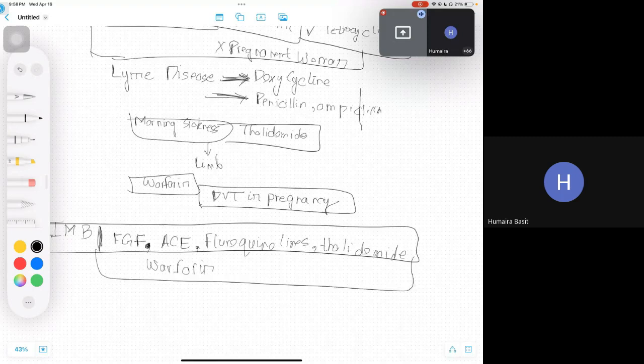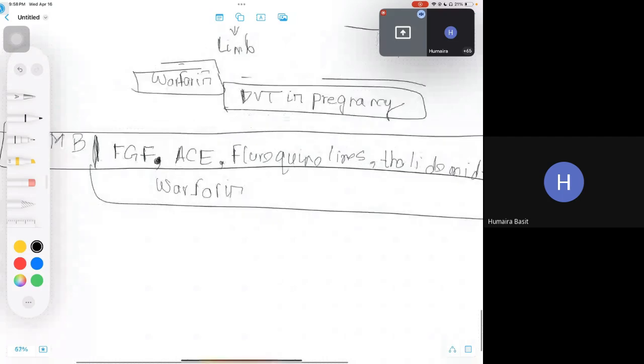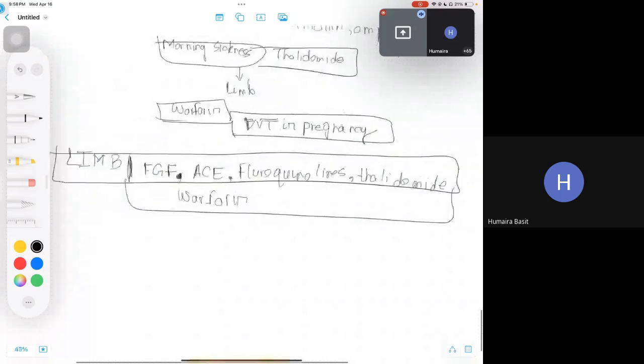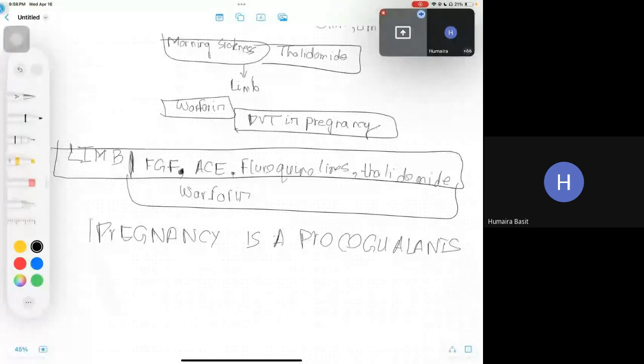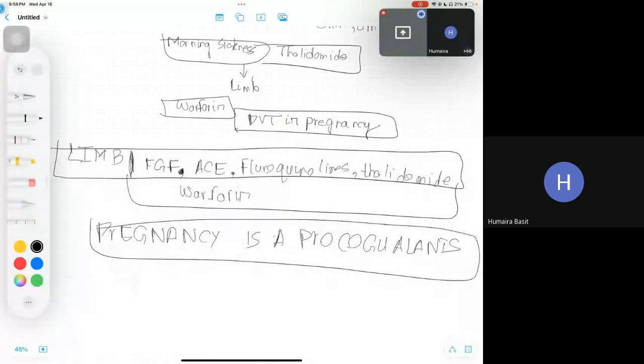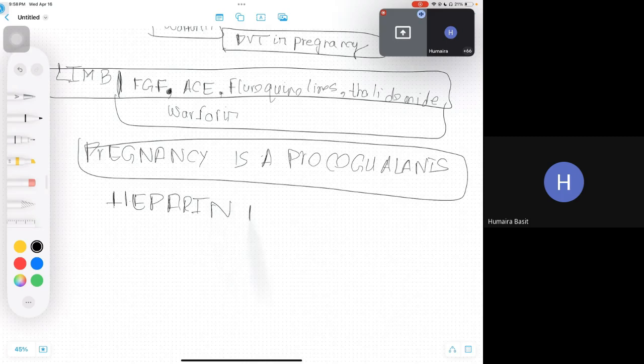And remember, whenever you see a patient that is pregnant and has DVT or some kind of procoagulant condition, remember, pregnancy is a procoagulant state. This is a very important thing. There is a very increased risk of clots, strokes and DVTs in pregnancy. So if a woman has any procoagulant condition in pregnancy, the drug of choice is heparin. Remember, you have to give the heparin.